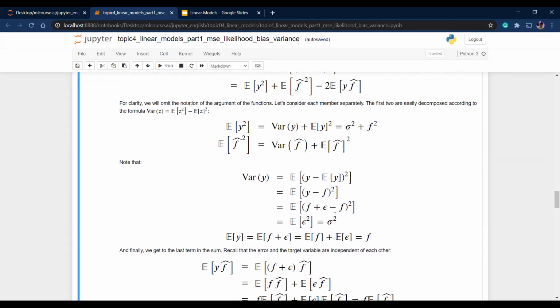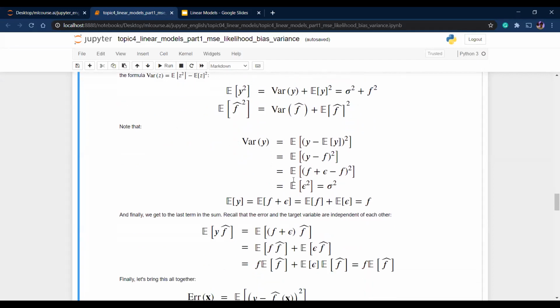and just note here that the variance of y is nothing but sigma squared, and the expectation of y is f. Okay, so that's why it's sigma squared plus f squared.